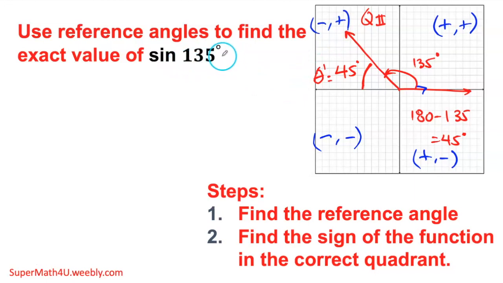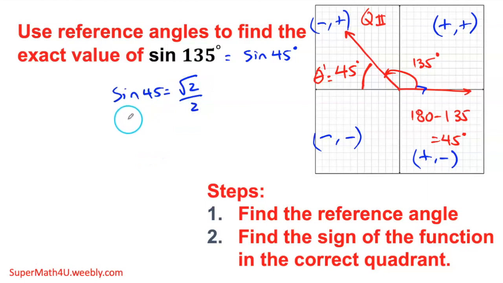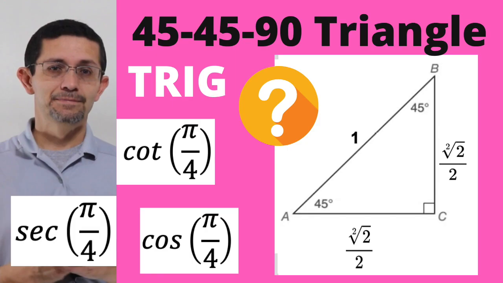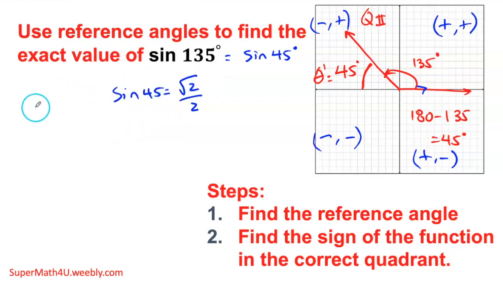So my sign is positive, therefore sine of 135 is the same as positive sine of my reference angle, which is 45 degrees. And sine of 45 degrees is square root 2 over 2. Please check my unit circle, the other video, or the 45, 45, 90 degree triangle. So therefore, the original question was 135 degrees. Sine of 135 is the same as sine of 45, which is square root 2 over 2. So this is my final answer.